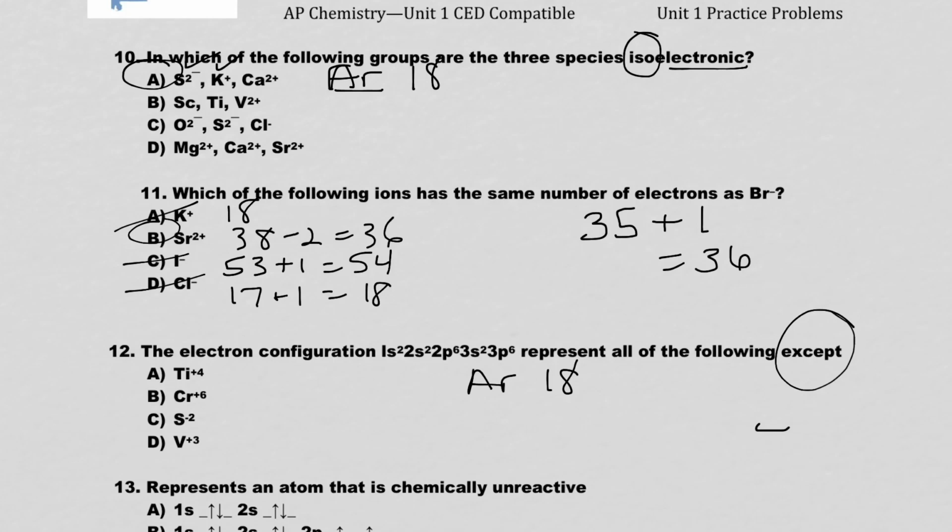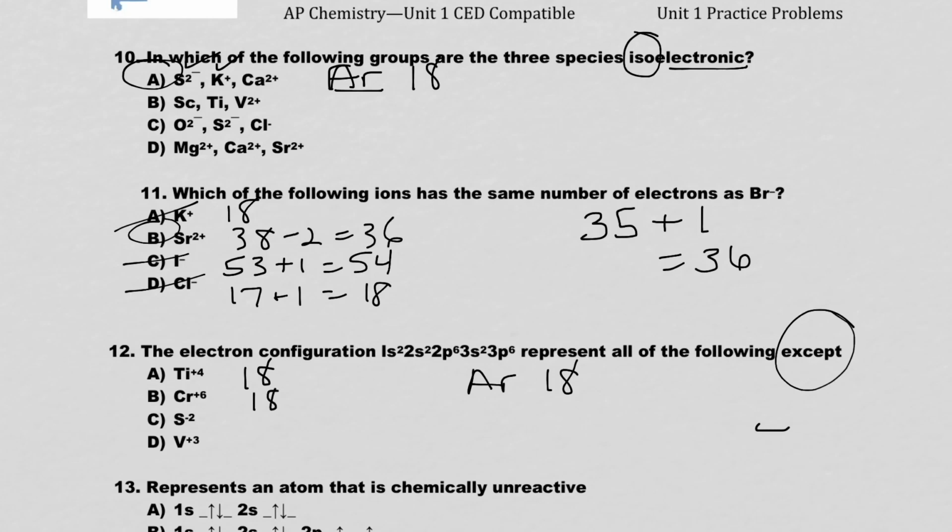You could add up the superscripts, or you could just look up argon's atomic number. So if I go to titanium, titanium has 22, and if it's plus 4, it's losing 4. Titanium actually would have 18. Okay, I go to chromium. Wow, plus 6. Chromium's atomic number is 24. It loses 6 electrons. It also would have 18.